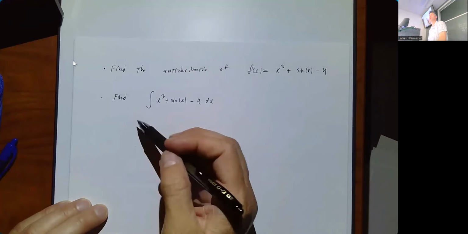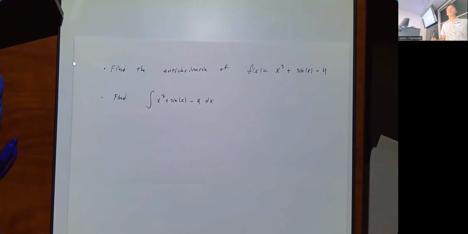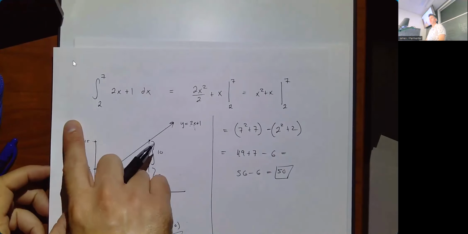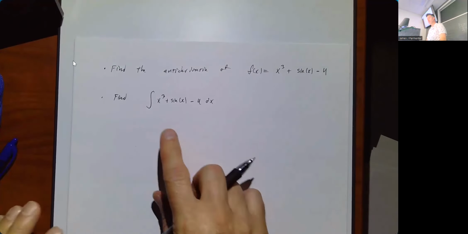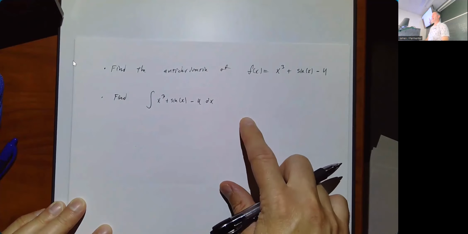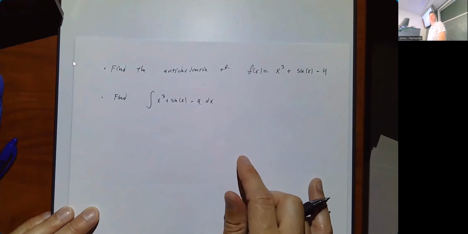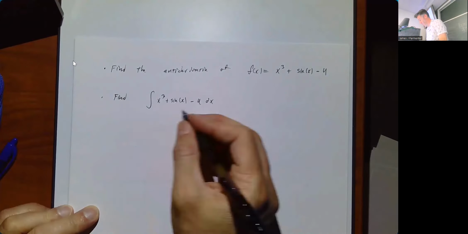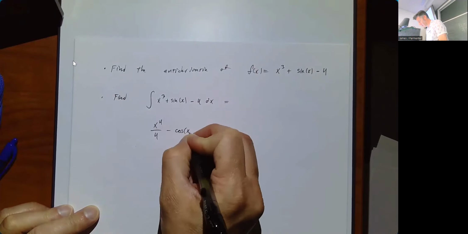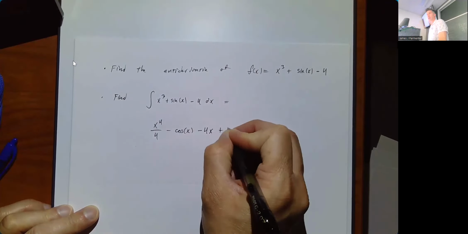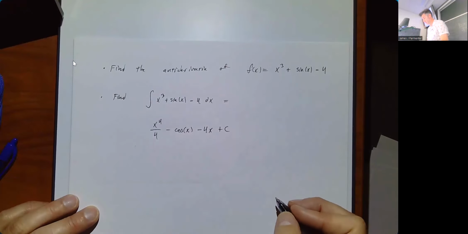So we use this symbol to mean find an antiderivative because we know that if it were a definite integral, you would start by finding the antiderivative and then plugging in your points. Here we just don't have any points to plug in. So when you find a definite integral, the answer you get is some sort of numerical answer that represents area. When you find an indefinite integral, aka an antiderivative, your answer is a function of whatever your variable is. So here, if we antidifferentiate this, we're going to get x to the 4th over 4 minus cosine of x minus 4x plus c. And we do need the plus c if it's indefinite.